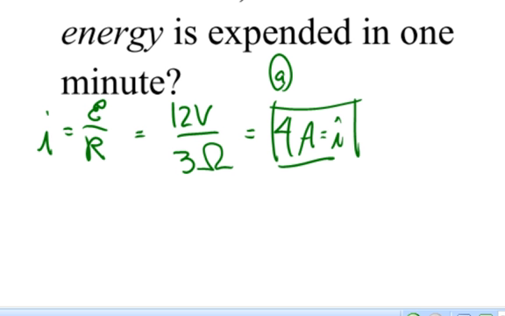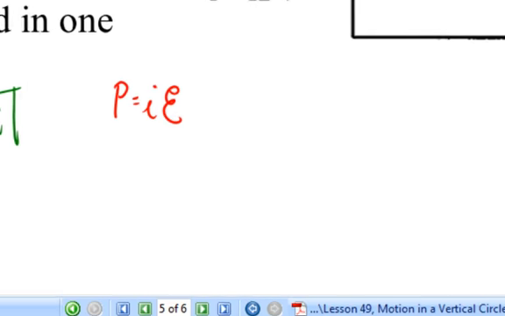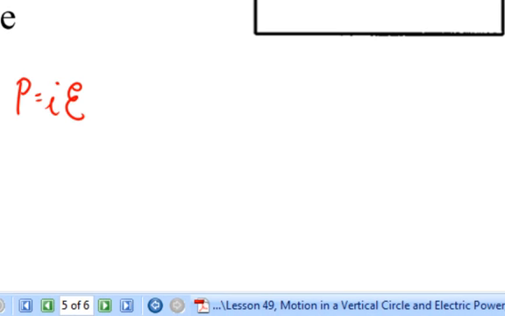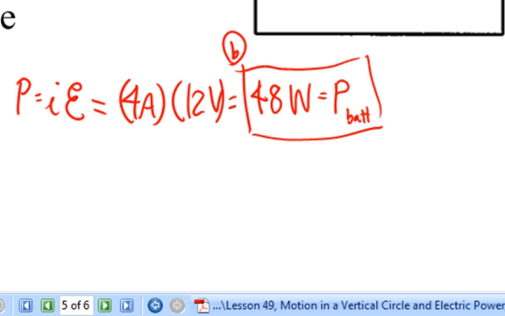How much power is provided by the battery? The current that's flowing through the battery is the same as the current that's flowing through the resistor. So there are 4 amperes flowing through the battery. The power is going to be equal to the current times the voltage. The current is 4 amperes. The voltage is 12 volts. 4 times 12 is going to be 48 watts. How much power is used by the resistor? Well, the resistor has a current of 4 amperes flowing through it, and its resistance is 3 ohms.